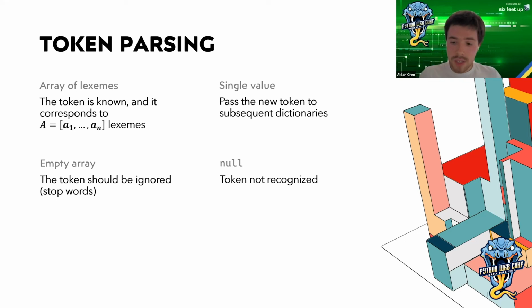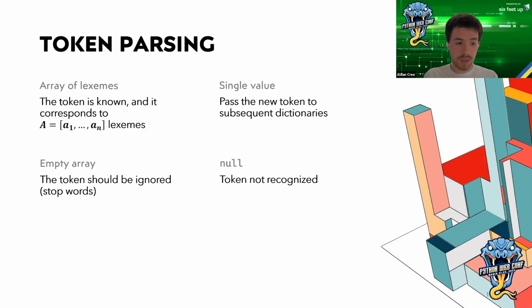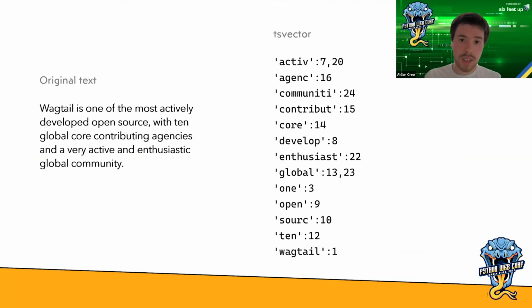then it doesn't get added to the TS vector. So we saw before this example of a text, and the TS vector that we get out of it looks like this. We can see that the stop words have been removed. We are not able to find the, with, of, or is. These kinds of words are not in the TS vector. And every word has been stemmed to its lexeme. Community, contribute, all of these have been cut.